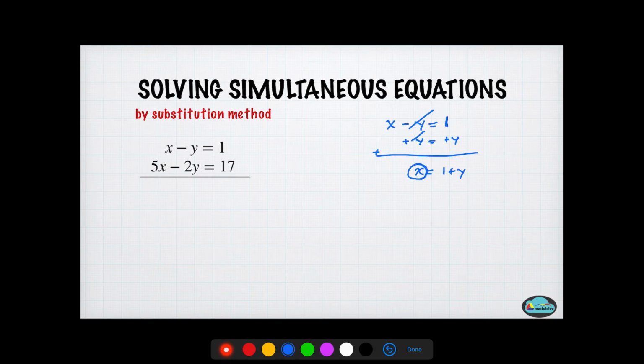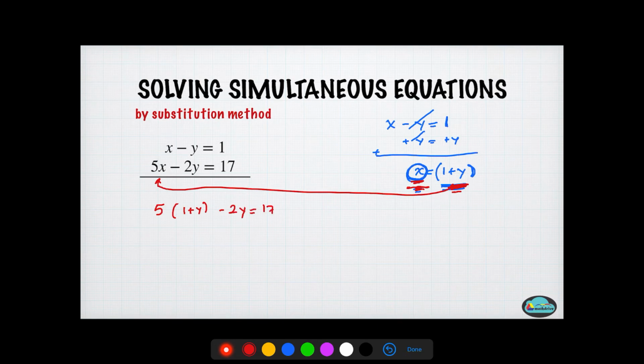Again, one variable alone on the left-hand side of the equation, and the other expression does not have x in it. We know here that x is equal to 1 plus y. That means anywhere I have x, I can substitute this value with 1 plus y. So here I'm going to substitute into the second equation: 5 times 1 plus y inside the bracket. That's the most important thing here. Whenever you get a variable in terms of the other, you should keep it in a bracket so that you will never make a mistake.